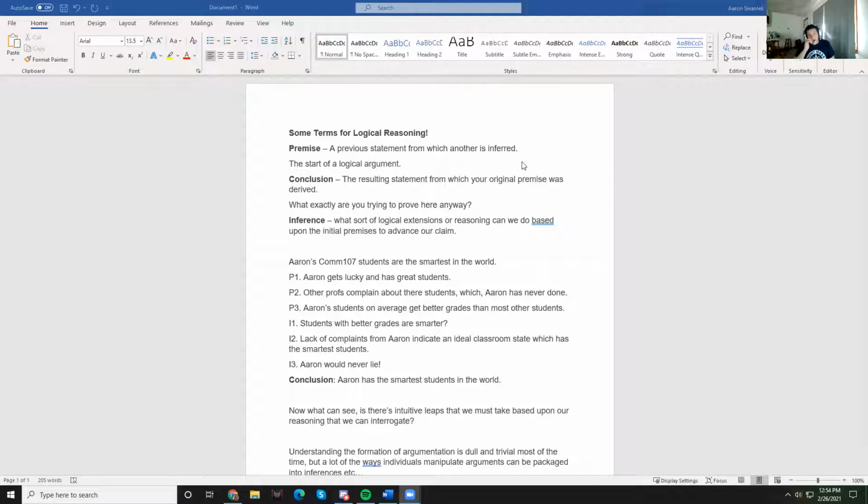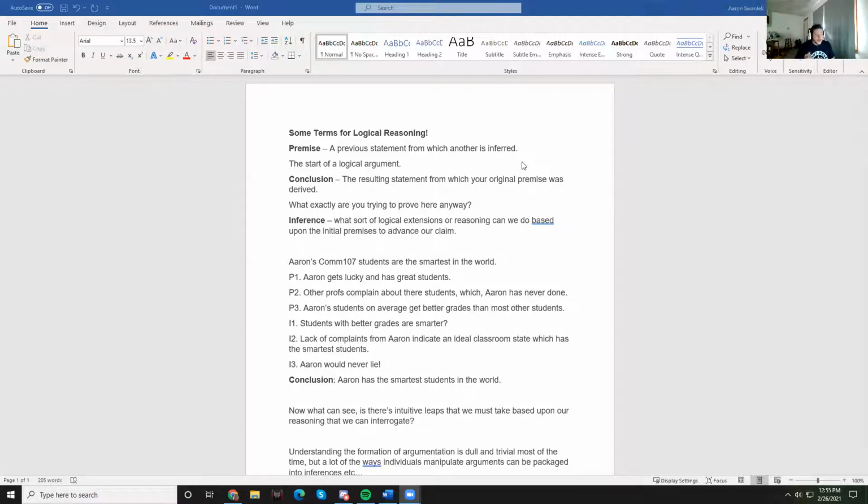So what we can do from the premises that we have crafted and created together is come to a conclusion. If you look at my example later on in the sheet, you'll see Aaron gets lucky and has the greatest students in the world. Aaron's other professors make complaints about their students, which Aaron has never done. And Aaron's students on average get better grades than most other students. So therefore, we can make a conclusive statement that Aaron has the smartest students in the world. We took a bunch of premises and then we came to a conclusion based upon those initial statements or initial thoughts.